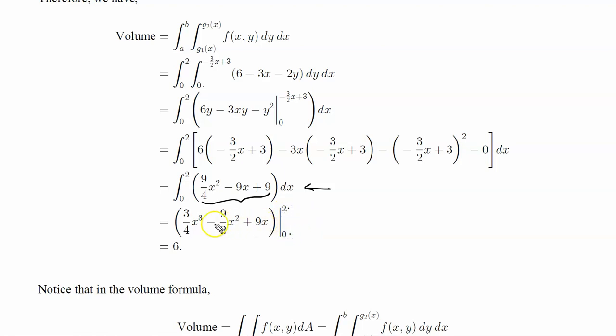So, of course, you put the 2 in for the x, 0 in for the x, and subtract, and I claim you will get 6. I'll let you verify that. That's pretty easy to do. You should all know how to do that. And there you go. That's how you evaluate a double integral.